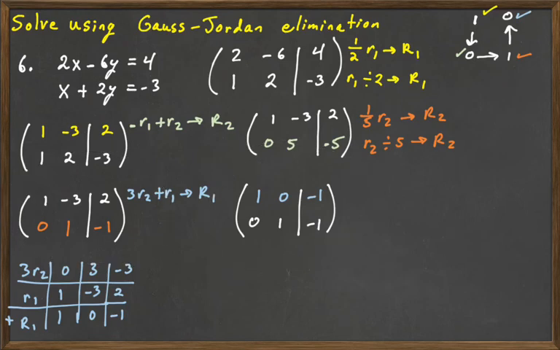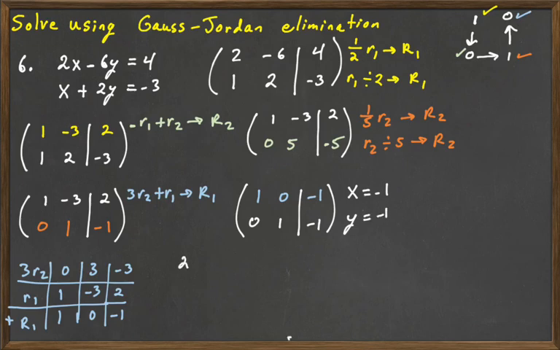So we have two equations here. The first one would be 1x plus 0y. So the 0y is gone. So x is equal to negative 1. And then the second one, we have 0x and then 1y. So just y, and that's going to be equal to negative 1. So our ordered pair is going to be negative 1, negative 1.